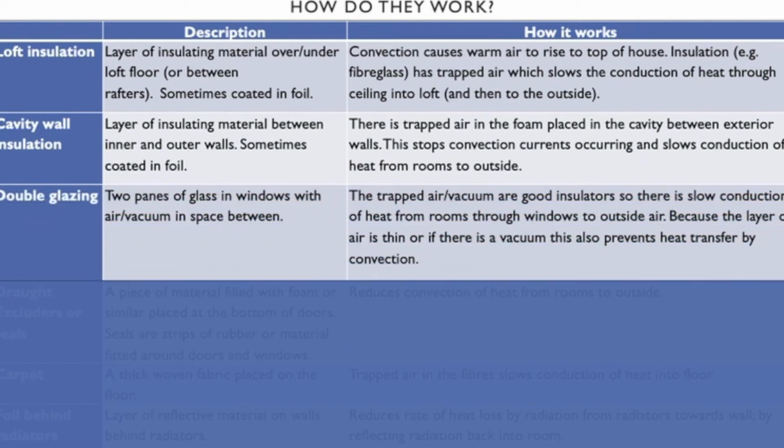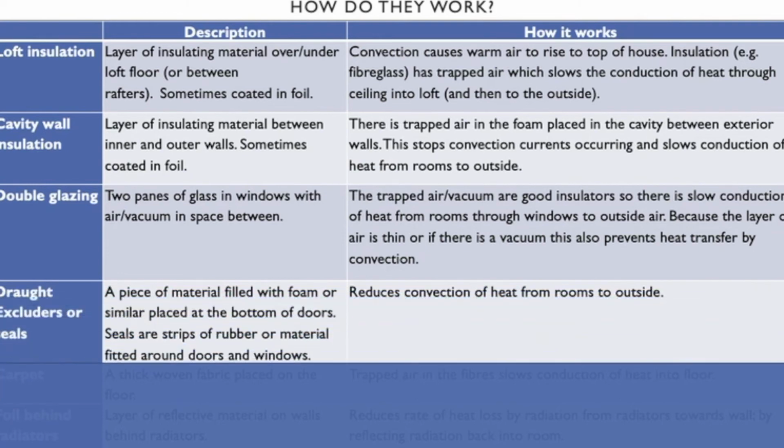In double glazing, that's two panes of glass with air or a vacuum in between. The trapped air or the vacuum are good insulators, and so will slow conduction of heat from the rooms through the windows to the outside air, because the layer of air is thin, and then it also stops transfer by convection.